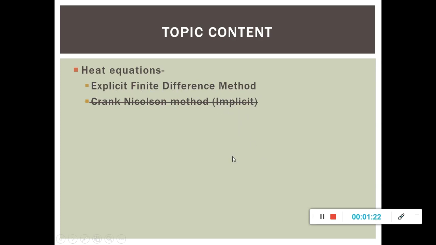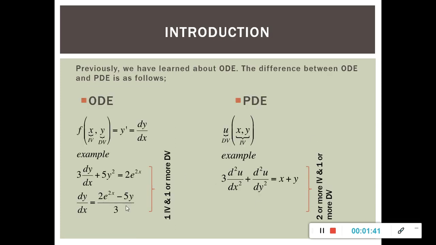In part 1 of my video, I'm going to explain the approximation of the heat value towards a steel rod using the explicit method. So what is the difference between ordinary differential equation and partial differential equation?